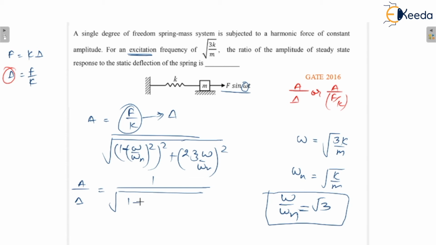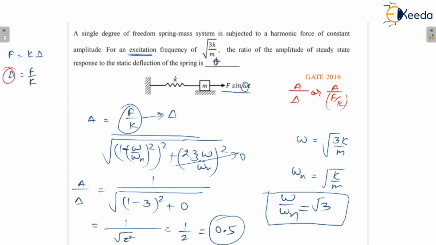You just have to put here 1 minus under root of 3 whole square, which means 3. Okay, whole square again, plus zeta is not given, so you can neglect it. It would be 0 because zeta is not given in the question, and that would be 1 upon under root of 3 or 2 square, that means 1 upon 2, so you will get 0.5. This would be the answer. 0.5 would be the ratio.